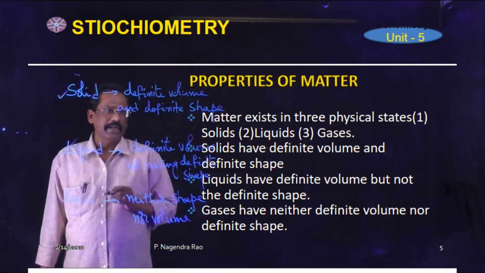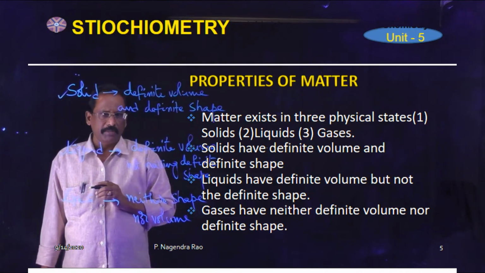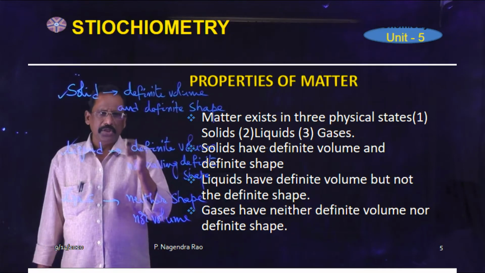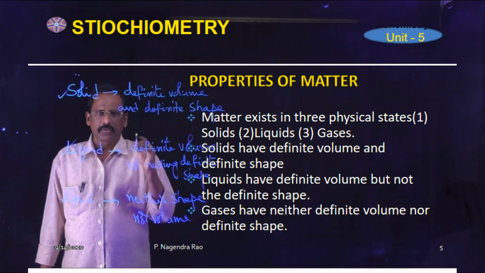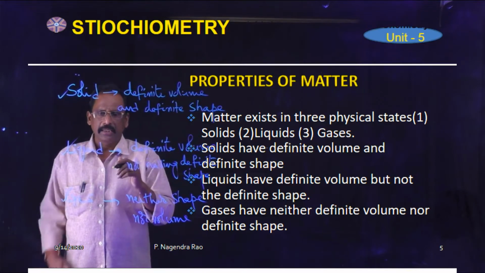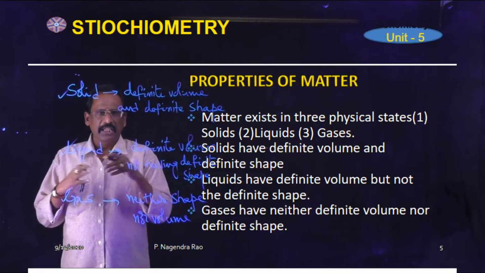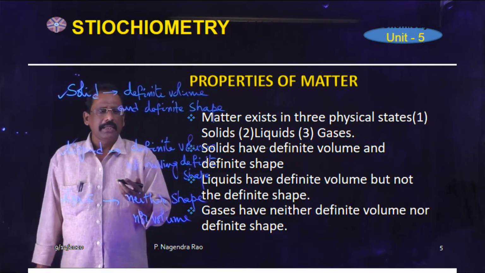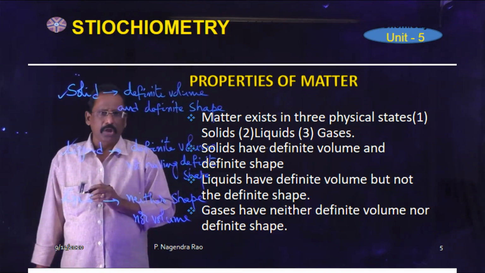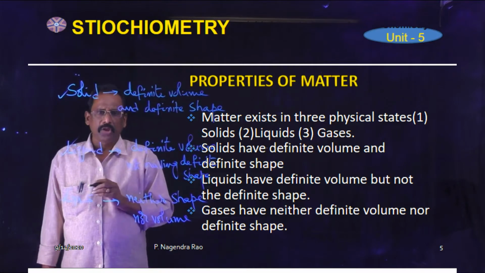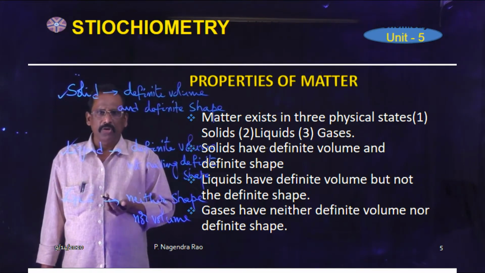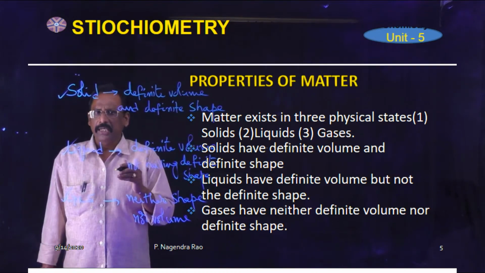So solids have definite volume and definite shape. Liquids have definite volume and the shape of the liquid is equal to the shape of the vessel or container. But in gases, the intermolecular forces of attraction are very weak. That's why they have neither shape nor volume. So the shape and volume of the gas is equal to the shape and volume of the vessel or container.